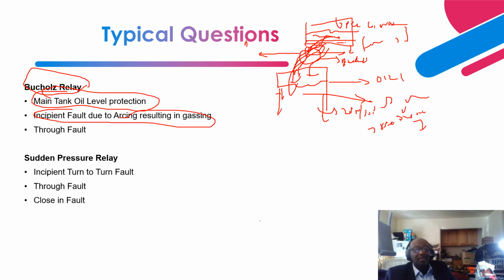Next is if you have an incipient fault. Incipient means the evolving fault. That's the meaning of incipient: a growing fault. And you can have a growing fault due to a broken connection, broken strands, or turn-to-turn fault. These broken connections basically create an arcing, and that arcing creates gassing.